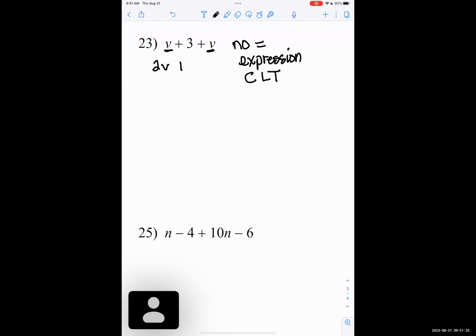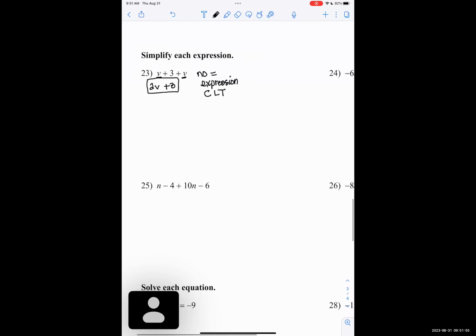So 2V plus 3. Now this is an expression. Do I put an equal sign in the middle and divide by 2? Or am I done? Done. This is not an equation. We are not solving. This is an expression. Correct. We are done. So very important that we recognize the difference between an equation and an expression.